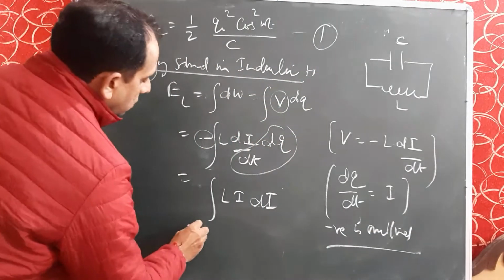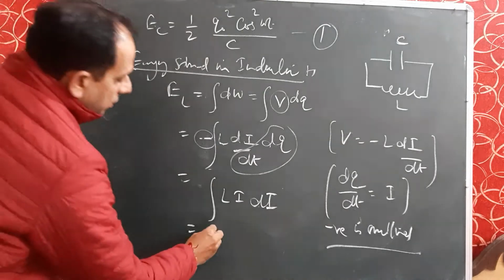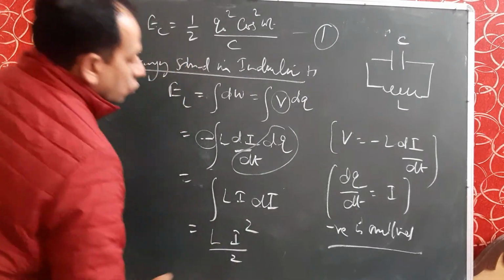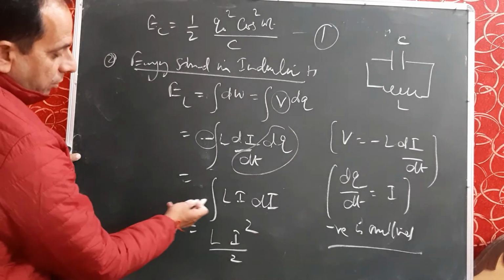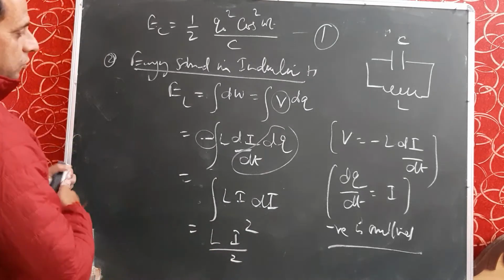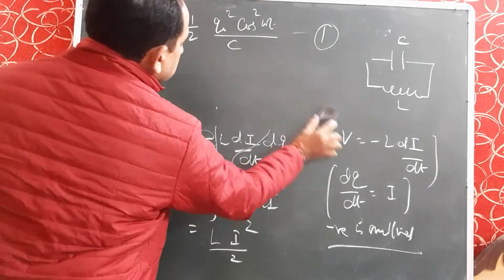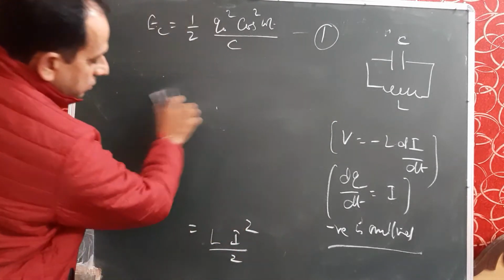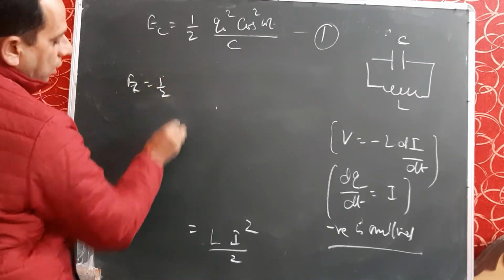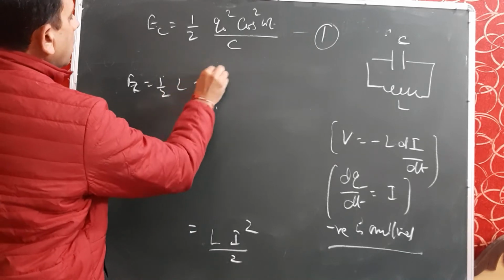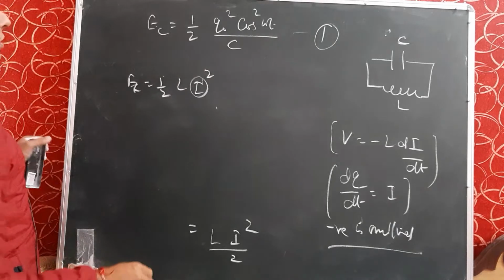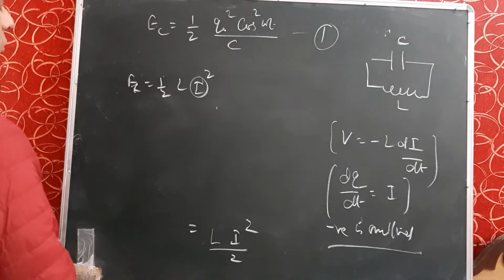So, this is the formula. Now, the integral of L I dI is L I square by 2, because L is constant, it will come out, and the integral of I is I square by 2. So, E_L is equal to half L I square. Now, again we are using simple harmonic motion equations.